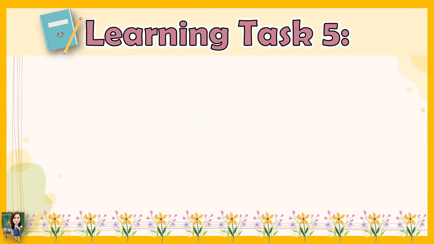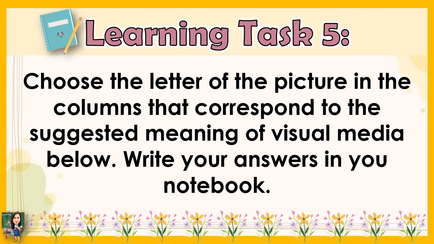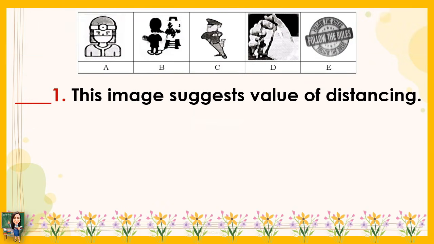Learning task 5. Choose the letter of the picture in the columns that corresponds to the suggested meaning of visual media below. Write your answers in your notebook. Number 1. This image suggests the value of distancing. Is it A, B, C, D, or E? Very good. The answer is picture letter A.